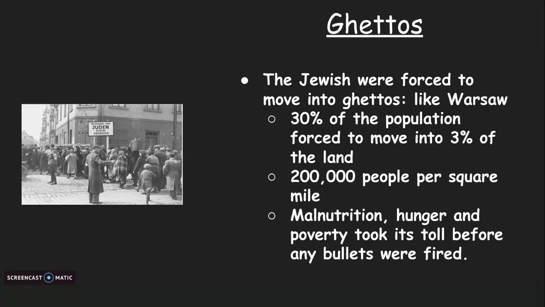But in these ghettos, things like malnutrition, hunger, disease, poverty just ravaged these ghettos and killed people. You see right there, it says it took its toll before any bullets were even fired, right? Because like I said, this is 1939. This is the absolute beginning of what Hitler's plan was during World War II.